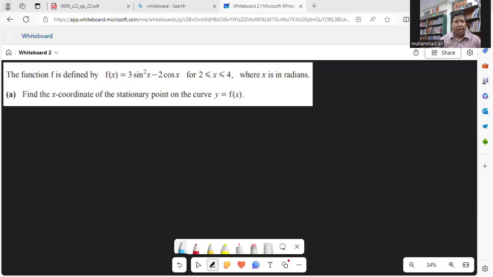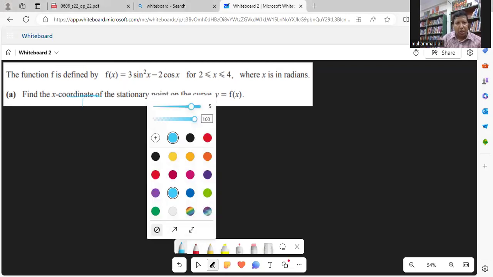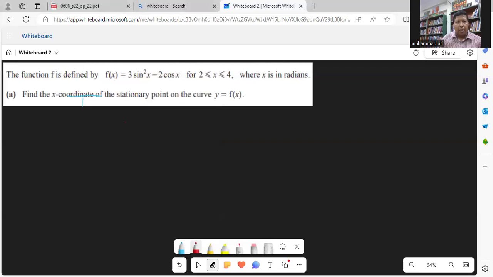Question number 8a. The function f is defined by f(x) = 3 sin² x − 2 cos x for x greater than or equal to 2 and less than or equal to 4, where x is in radians. A, find the x coordinates of the stationary point on the curve y = f(x).